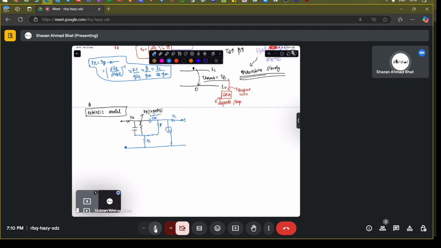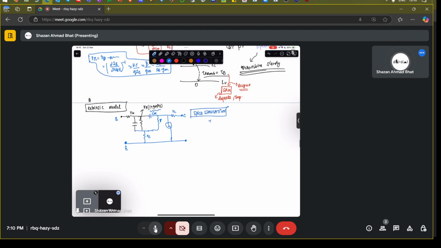The goal of this course is not to make you understand the circuit, but just to give you a flavor of how these models look. And these models are very important for SPICE simulations. If you are doing simulations, then you basically need to understand the current voltage characteristics.